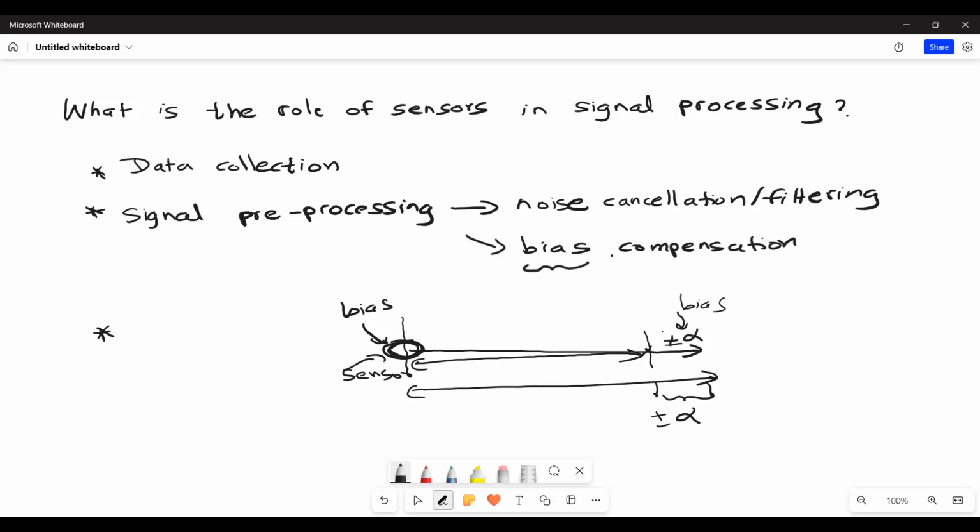Okay, thank you. So likewise, with regard to sensors, we have to consider the bias, and then we have to do the bias compensation. Then when we take the other applications of sensors in signal processing, one of them is feature extraction.